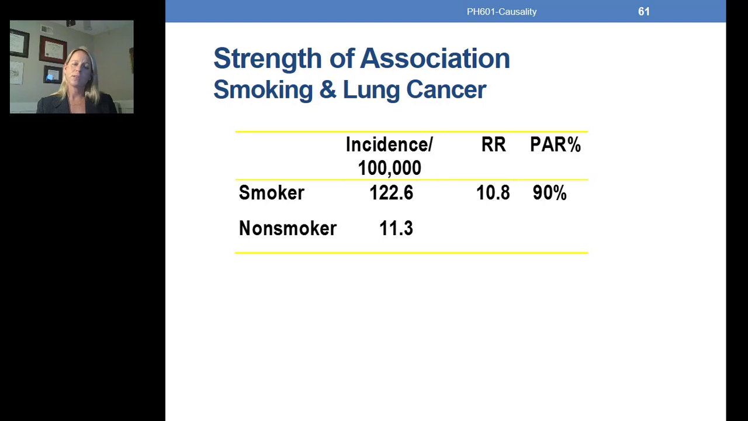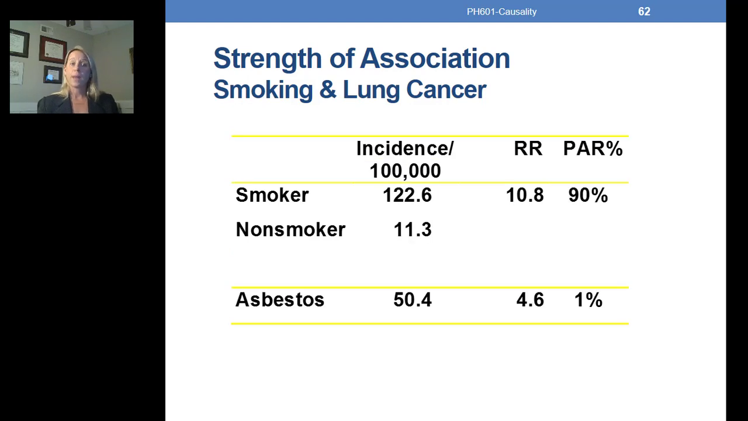Here, this numerical example shows a large measure of association between that factor, smoking, and the outcome, cancer. That could be expanded further, and that's shown here, where you have a different risk factor that can also be associated with the outcome of lung cancer, in this case asbestos. And again, it's to show the strength of association between not only asbestos and smoking, but asbestos and non-smoking.